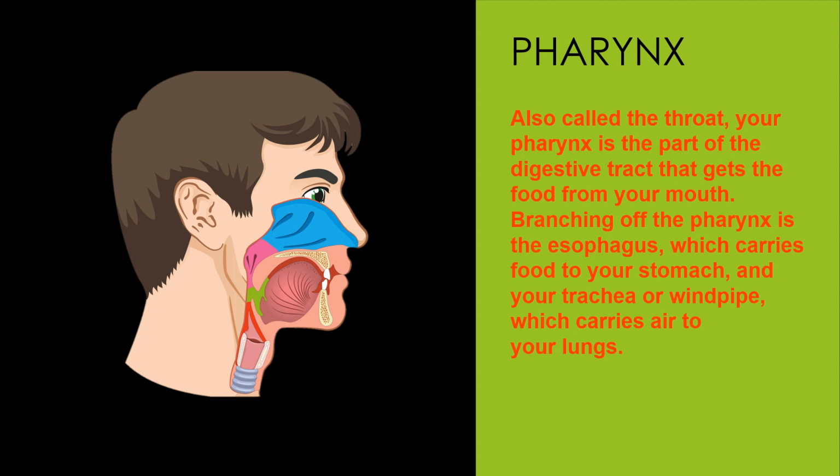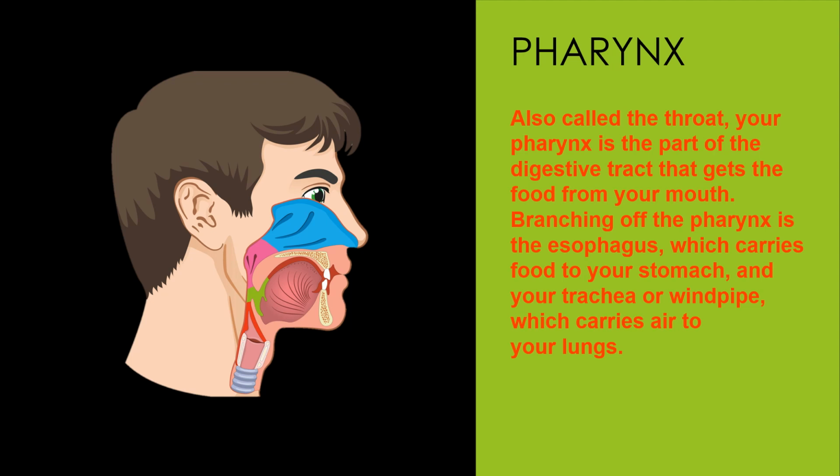It is a Y-shaped tube, which is fibromuscular, and one way is to the esophagus, that is the food pipe, into your stomach. The other way is your windpipe, which carries air to your lungs.